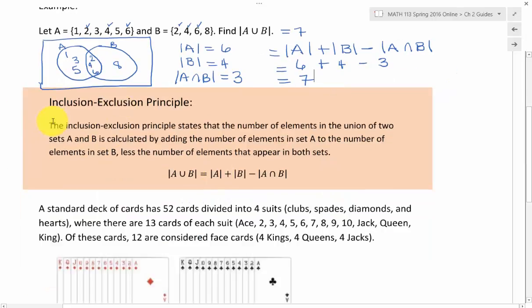The inclusion-exclusion principle is the formal stating of what we just did here. The inclusion-exclusion principle states that the number of elements in the union of two sets, A and B, is calculated by adding the number of elements in A plus the number of elements in B, and then take away the number of elements that are in common or in the intersection, the ones that appear in both sets. And so that's exactly what we saw up here.